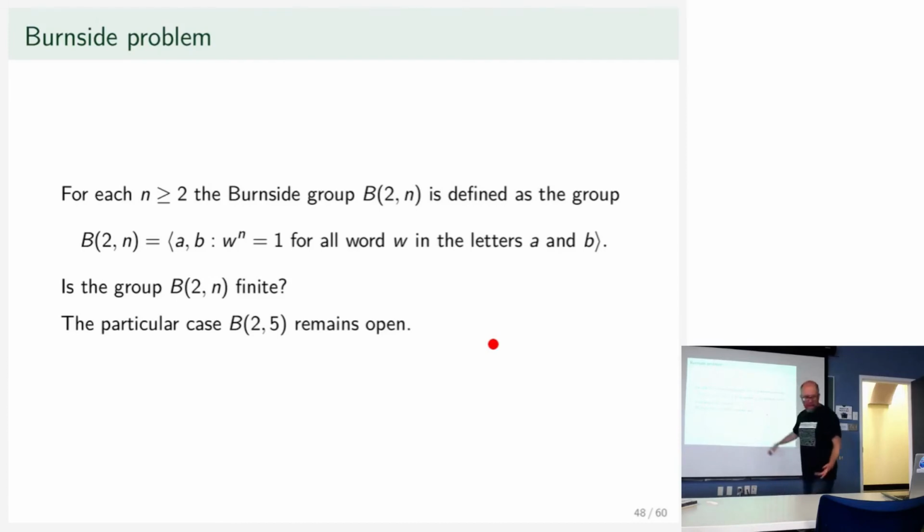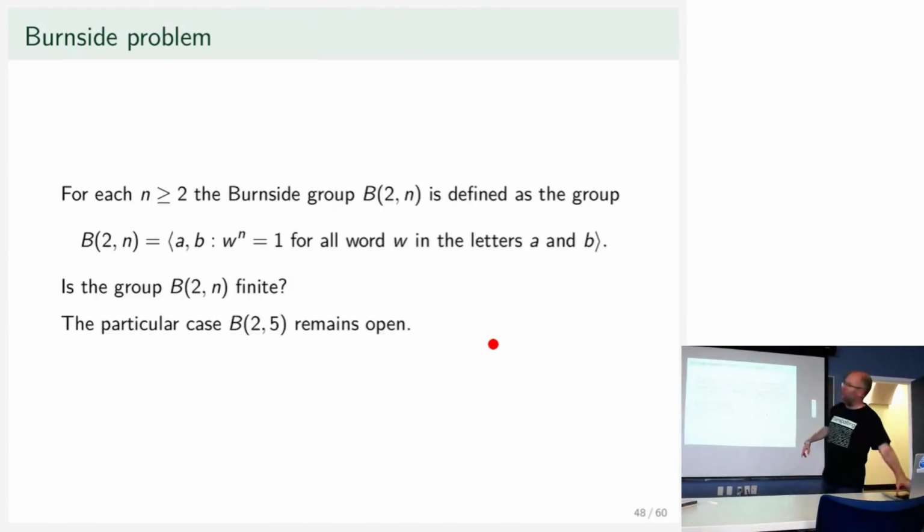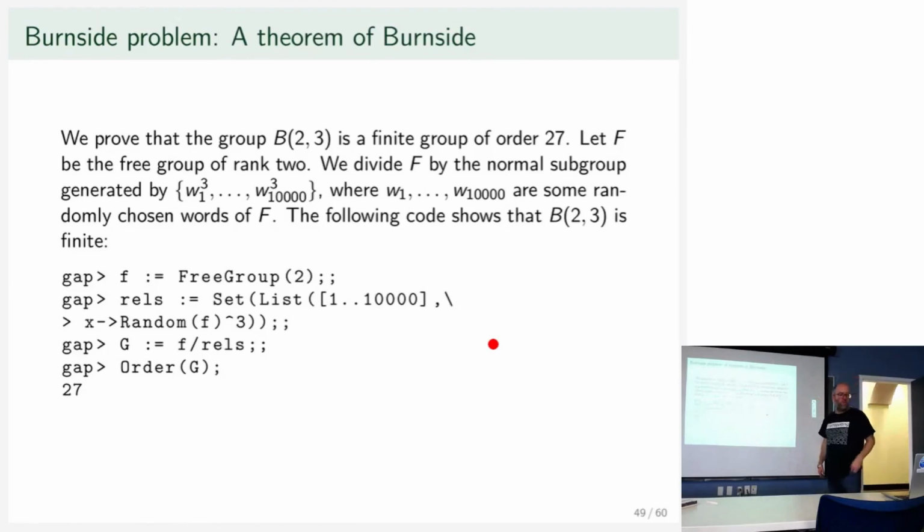So, let's see. If you put a 2 here, if n is equal to 2, this is a very easy exercise, right? But if you put a 3, it's not so easy. This was proved by Burnside. So we are going to recover the result, but proving this with GAP. But this is funny, right? Because how can we deal with an infinite number of defining relations? We don't need to. Okay?